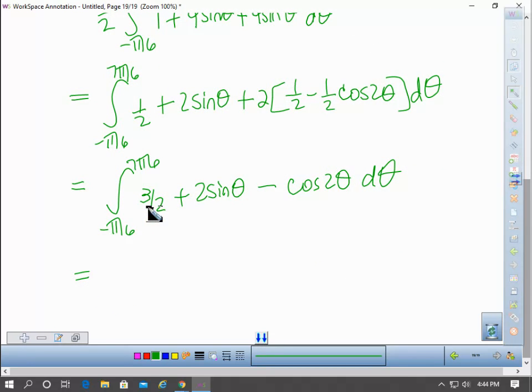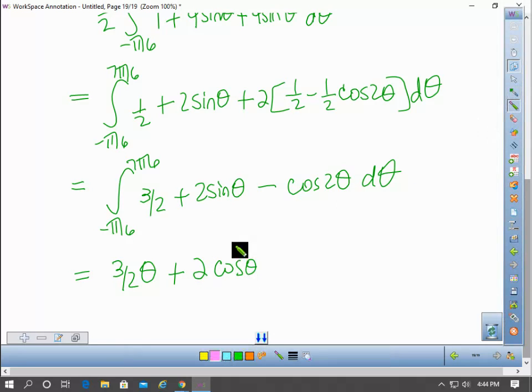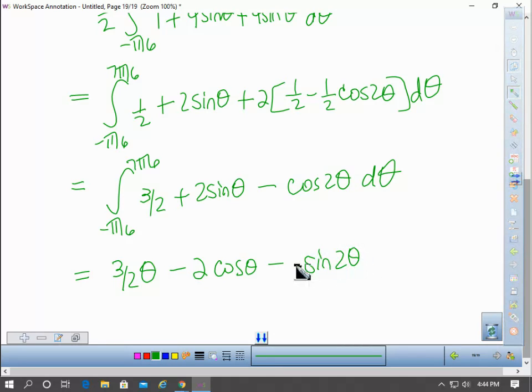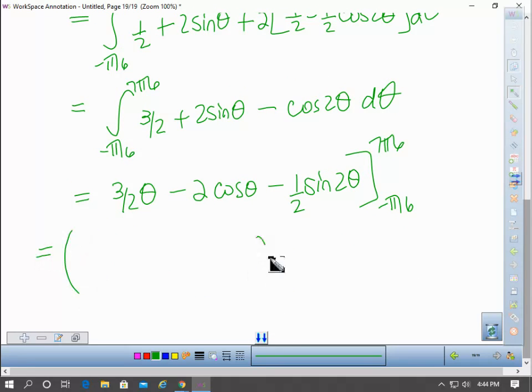So now I'm ready to do my antiderivative, so that'll be 3/2 theta, because that's the variable I'm using, plus 2 times the antiderivative of sine, which is negative cosine, so I'll need to change that to a minus sign. And then minus the antiderivative of cosine, which is sine 2 theta, but remember chain rule, so I'm going to put a 1/2 in front of that to cancel to get me a 1 up here. And then I'm going to evaluate from negative pi over 6 to 7 pi over 6. So now I can do my fundamental theorem of calculus, make big parentheses because it takes a lot of work to do it. All right, a lot of space.